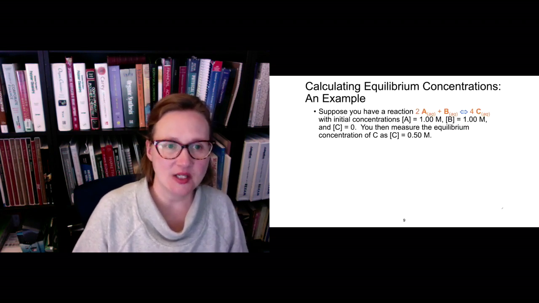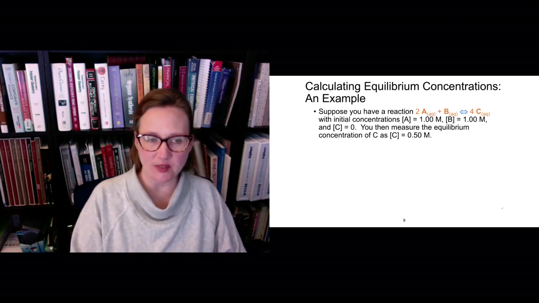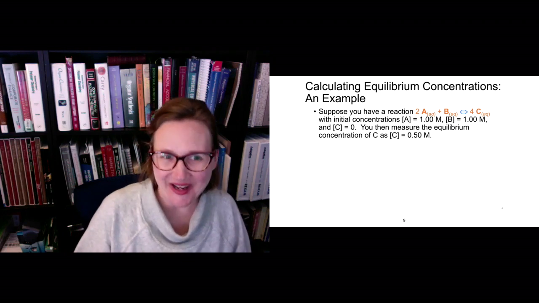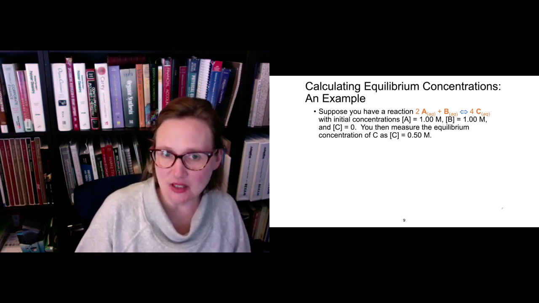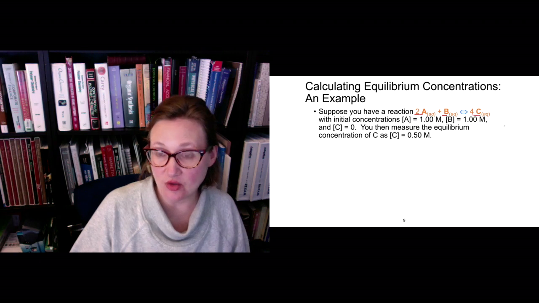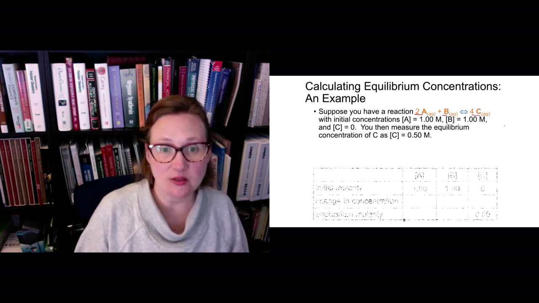All right, so here's an example. We have this reaction of 2A plus B going to 4C. We have our initial concentrations of A and B and C. Of course, the product is 0. And when we reach equilibrium, we see that we have a concentration of 0.5 molar for C. So our product now is 0.5 molar. Notice this is stoichiometry: 2A plus 1B goes to 4C. So that's really important when we calculate the equilibrium concentrations.